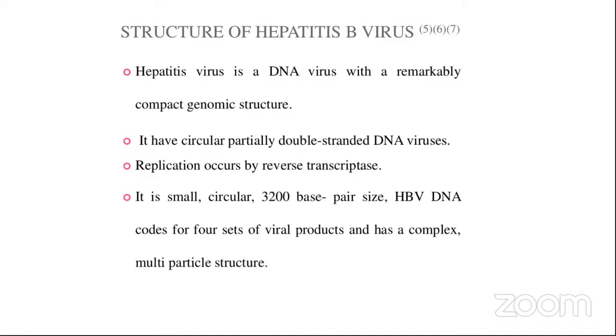You know that all the information is on the DNA, because DNA is the genetic material. What do we mean by genetic material? Because it codes for all the characteristics. So here the viral characteristics are the viral products, all the products. What is that product? Either it is DNA, or it is a capsid, or it is other proteins. All of this complex multi-particle structure is coded by the DNA. So here DNA is very important.